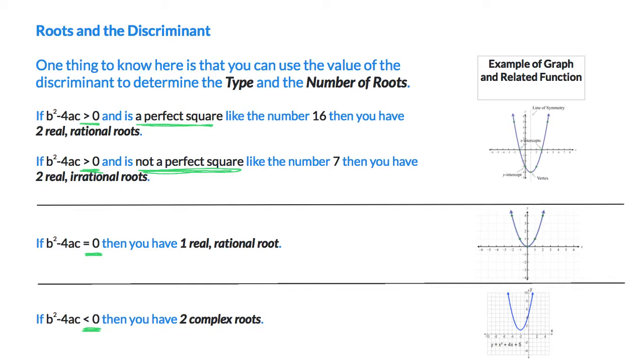If the answer is greater than 0 but not a perfect square, then you'll have 2 real irrational roots. Next case, if your answer is equal to 0, then you will only have 1 real rational root. Last case, if your answer is less than 0, like negative 2, then you'll have 2 complex roots.